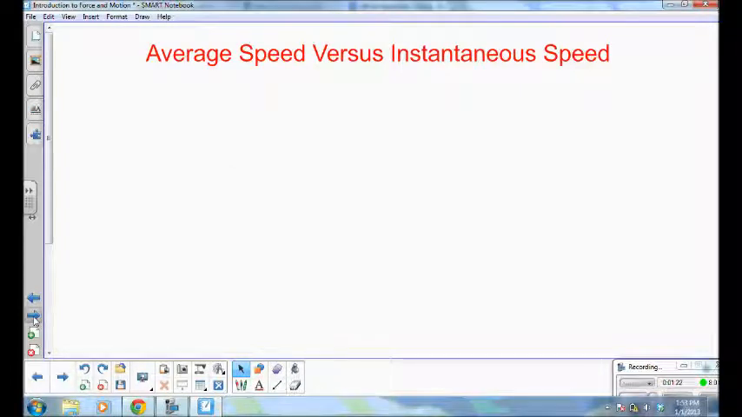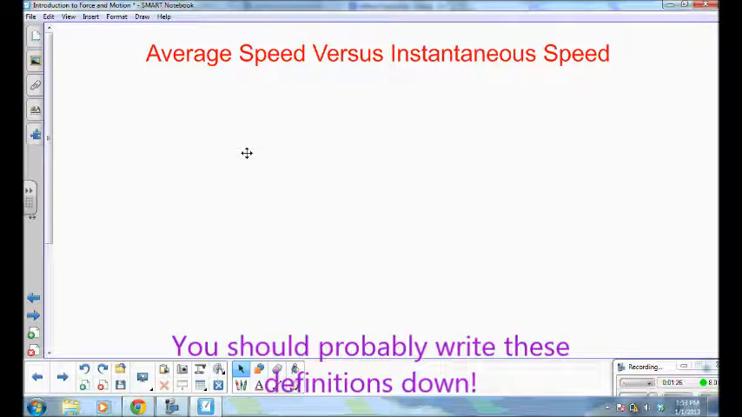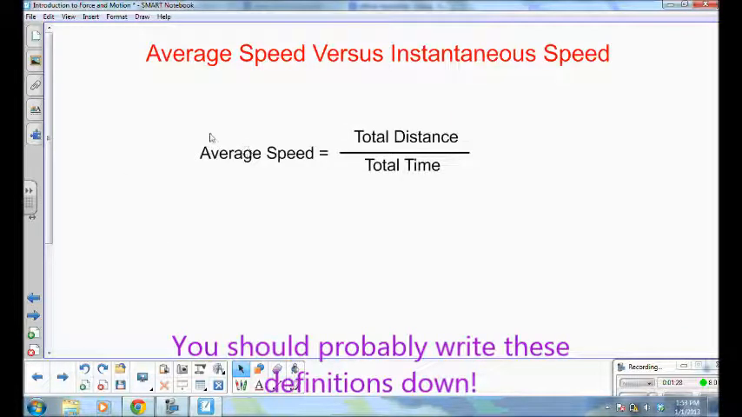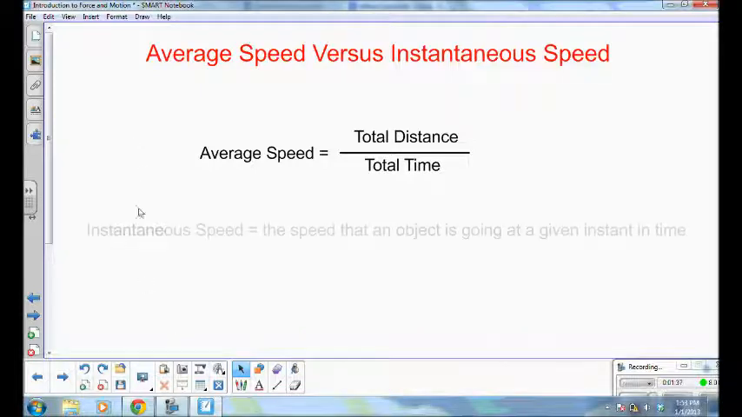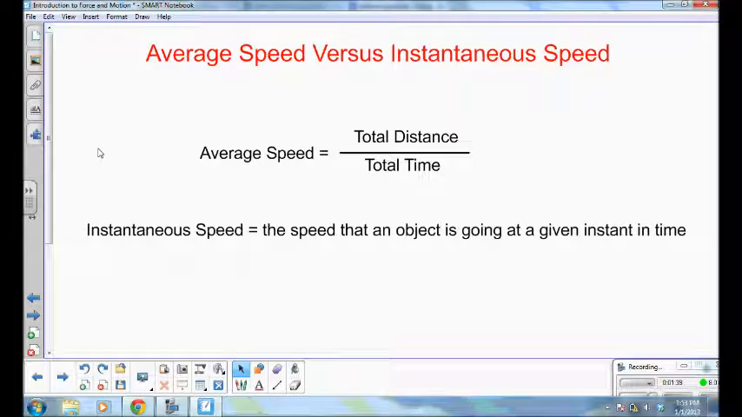What I wanted to do was just spend a moment today discussing the difference between average speed and instantaneous speed. For most of what we do in our class, we will be talking about average speed. And we consider average speed to be the total distance divided by the total time. But I want you to be aware of the fact that there's this thing that we call instantaneous speed. And that's the speed that an object is going at a given instant in time. In order to calculate instantaneous speed, it does require the use of calculus, which we won't be doing here.